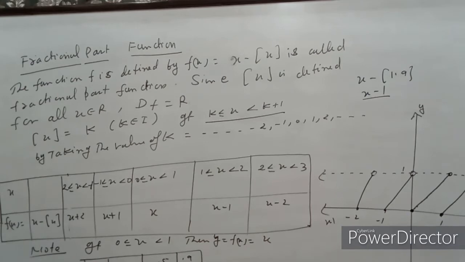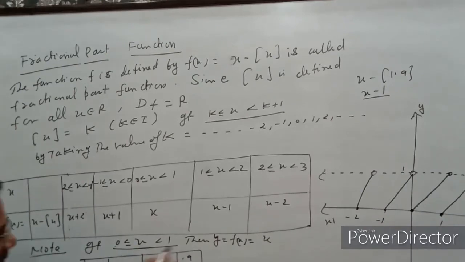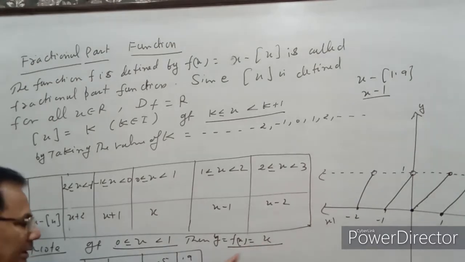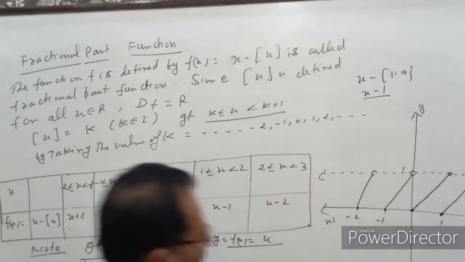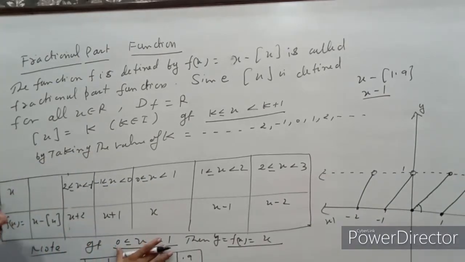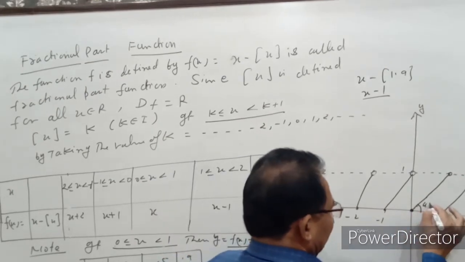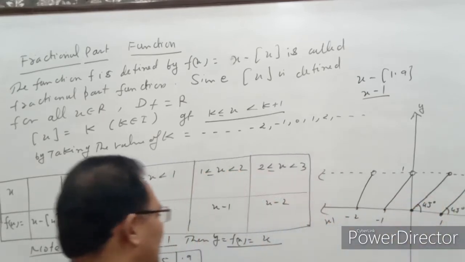For example, if we take the graph when x lies between 0 and 1, then we get y = f(x) = x. By taking x = 0, we get 0, and if we take x = 0.5, then y should be 0.5, and so on. Therefore, the graph of the function in this interval is a straight line inclined at an angle of 45 degrees.